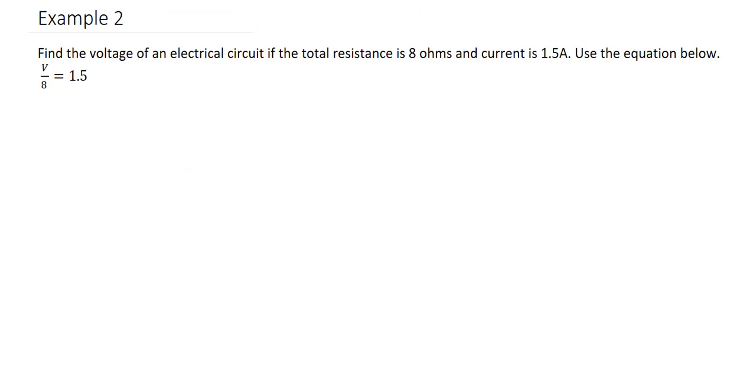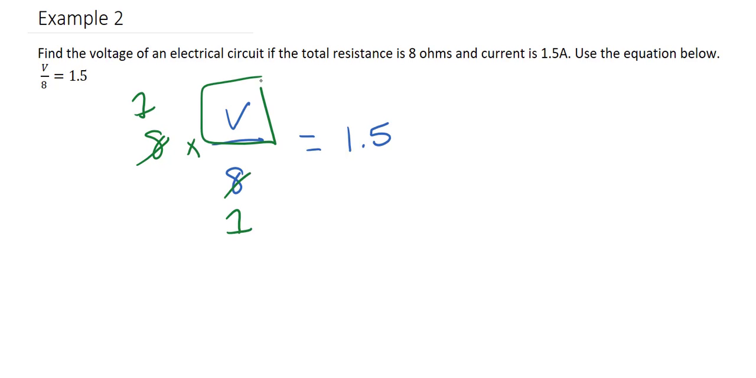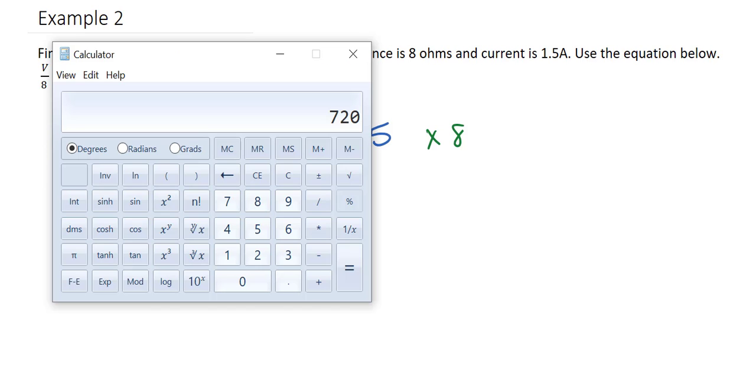So find the voltage of an electrical circuit if the total resistance is 8 ohms and the current is 1.5 amps. We're going to use the equation below. So we have volts over 8 is equal to 1.5. Right, so whatever we do to one side, if we multiply this by 8, this just becomes 1. The reason why we did that is we want volts by itself. So we just go ahead and multiply each side by 8, because then it gets rid of this 8 right here. Now we're left with volts is equal to 1.5 times 8.